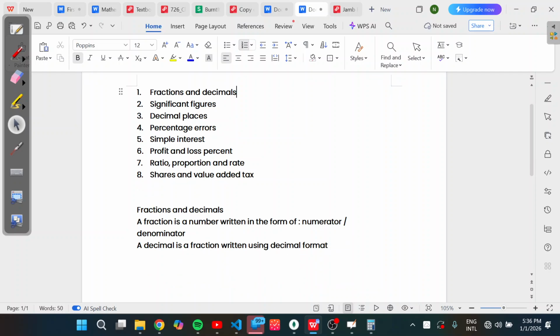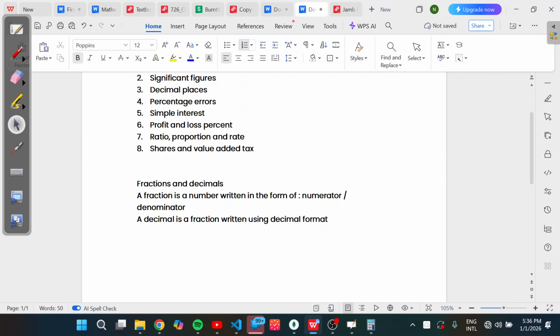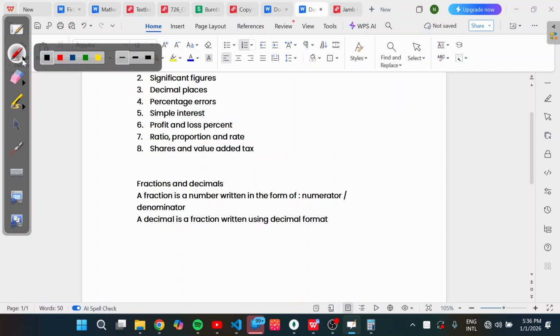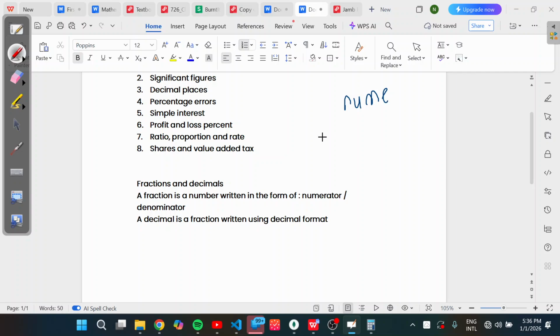So what exactly is a fraction? A fraction is a number written in the form of numerator over denominator. This Word document may not really explain it much, so let me write it out here. Numerator, denominator. So this is the format you would see for fractions.